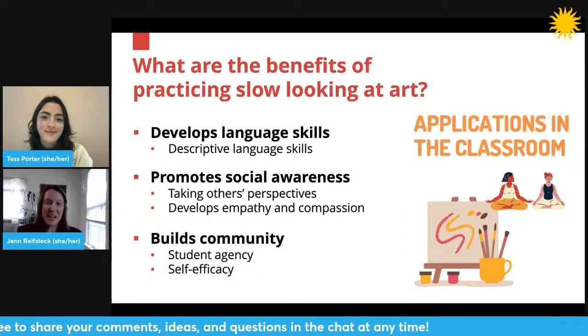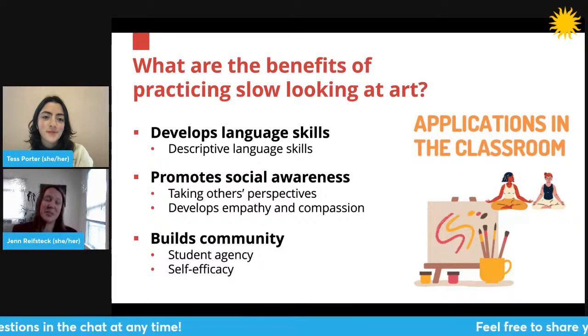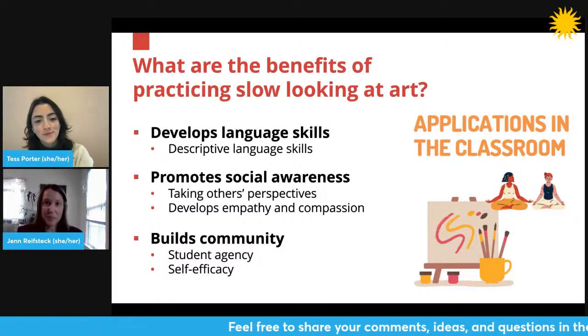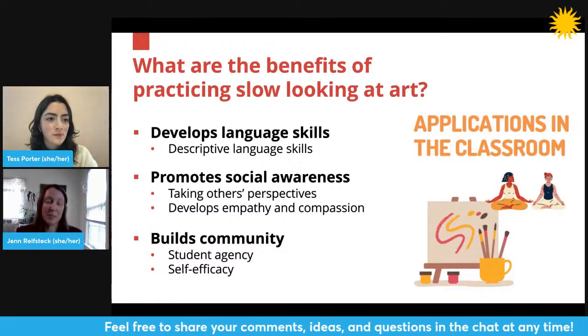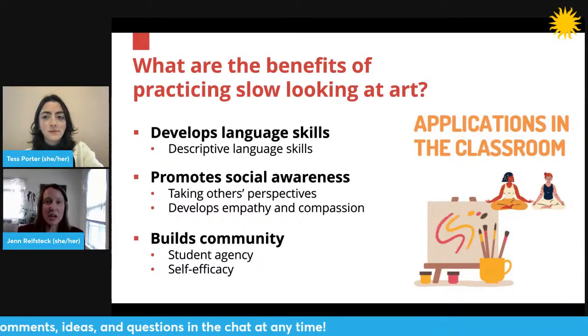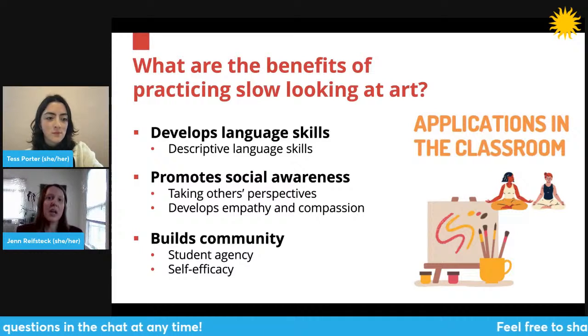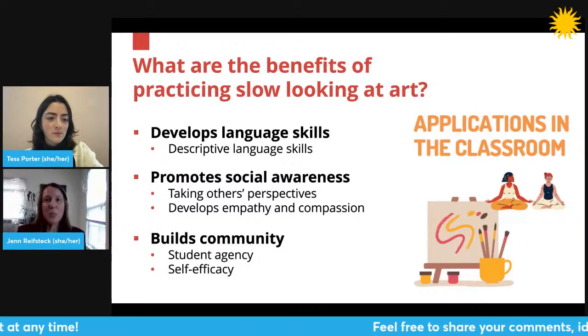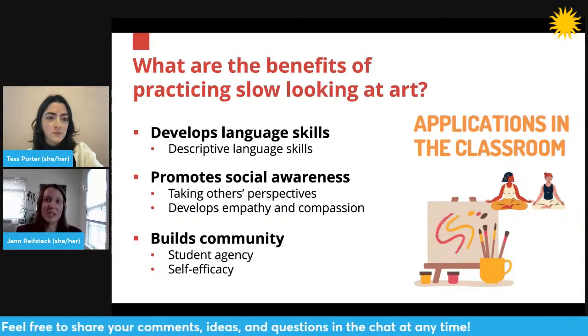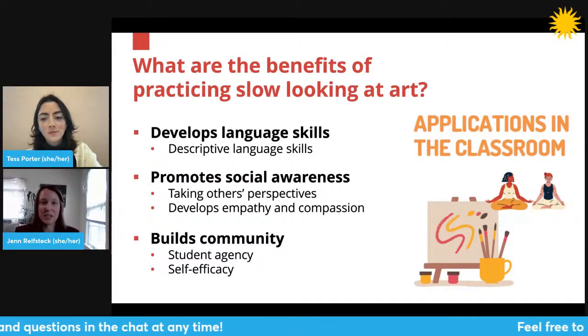And again, some more here. These are tying more into the social and emotional learning skills that slow looking provokes in the classroom. When you're sharing slow looking conversations with others and you're honoring what students are saying and their interpretations about the work of art, you are promoting self-efficacy, you're promoting student agency, which is going back to social and emotional learning skills.